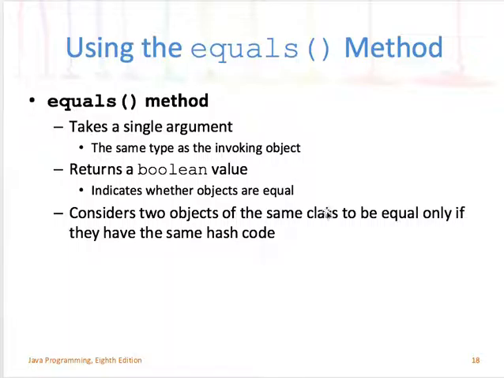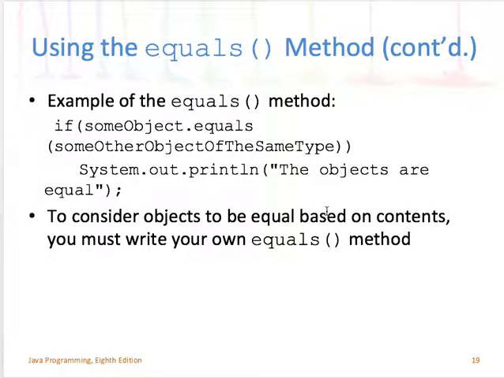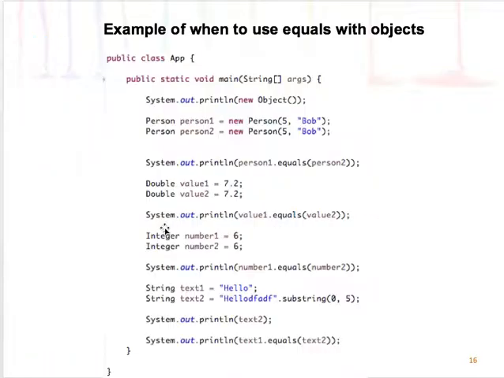The equals method takes a single argument, the same type as the invoking object, and returns a Boolean value that indicates whether the objects are equal. Consider two objects of the same class to be equal. So if we did if some object dot equals some other object of the same type, System.out. As you see here, we do dot equals instead of ==. To consider objects to be equal based on contents, you must write your own equals method.